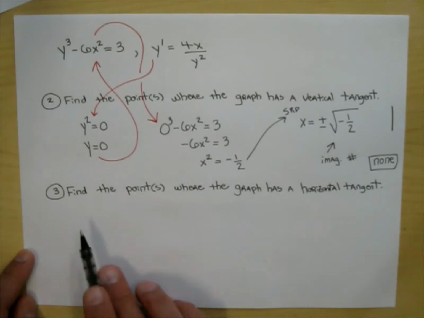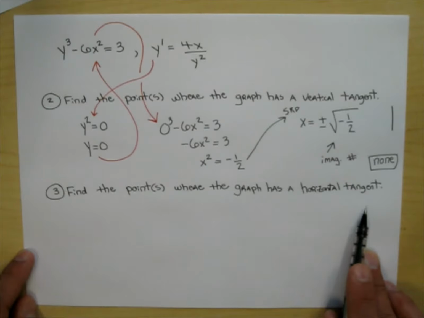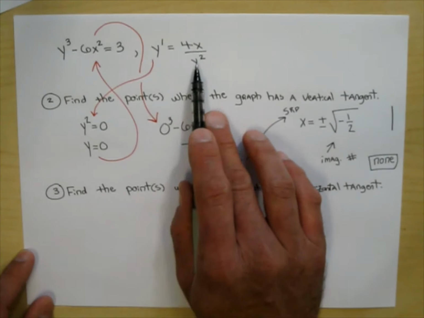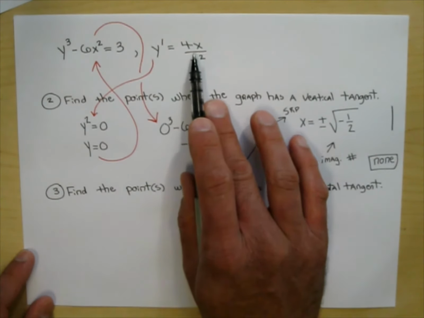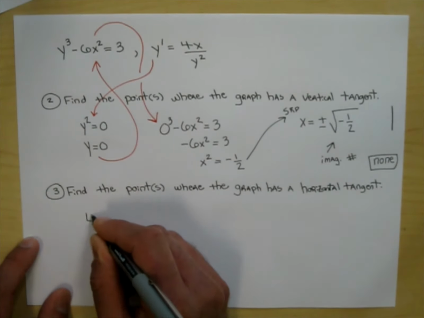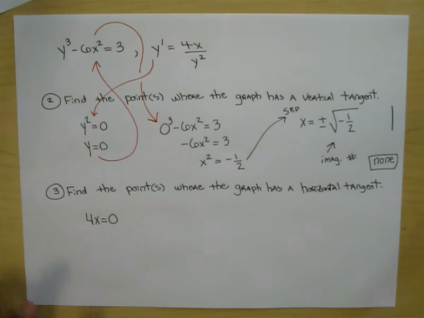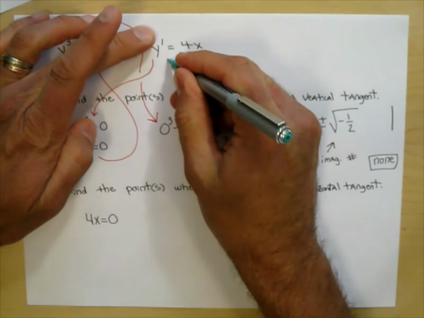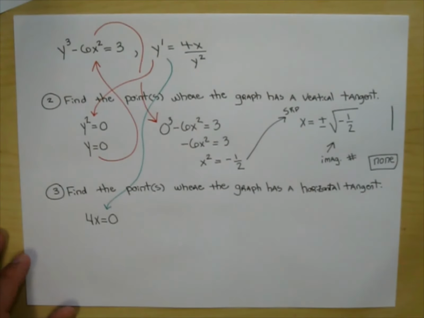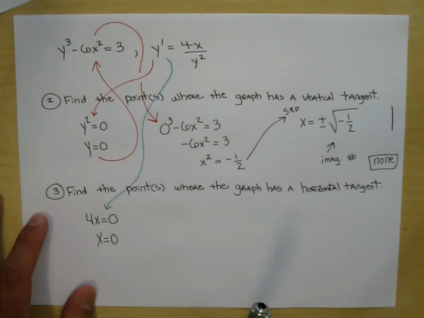Now, find the point or points where the graph has a horizontal tangent. The graph will have a horizontal tangent where the slope is 0, which is where the numerator is 0. So you would set x equal to 0. Should I do it? Yeah, why not? We're going to have a lot more arrows. Set that equal to 0. So what does x equal? x equals 0.